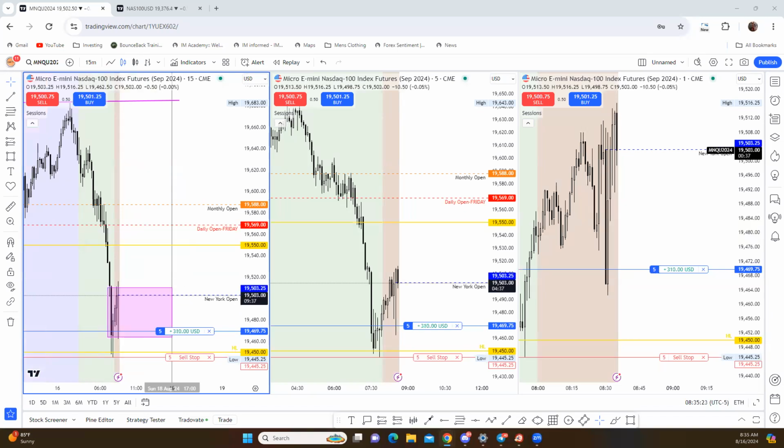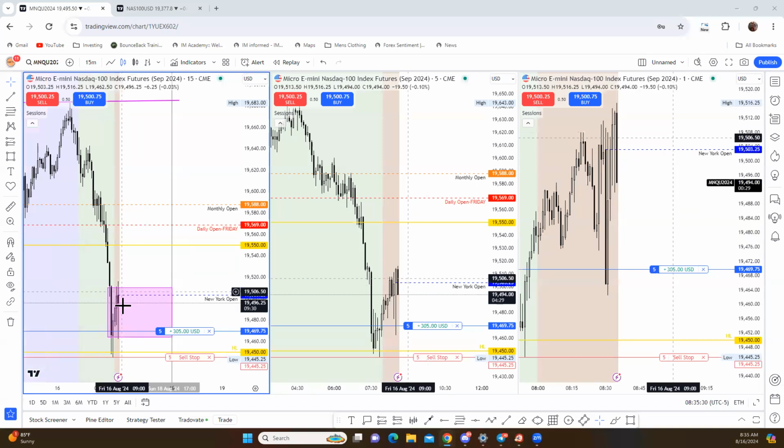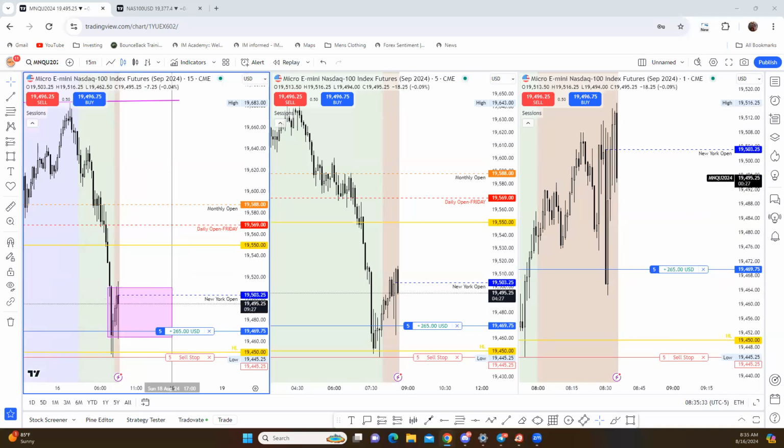Just got to get out of this 5-minute area. We break above those 20s, 19,530s, I think we're going to be okay. It's just you really want to see a strong 5-minute close and a strong 15-minute close out of the area if it's going to work out.